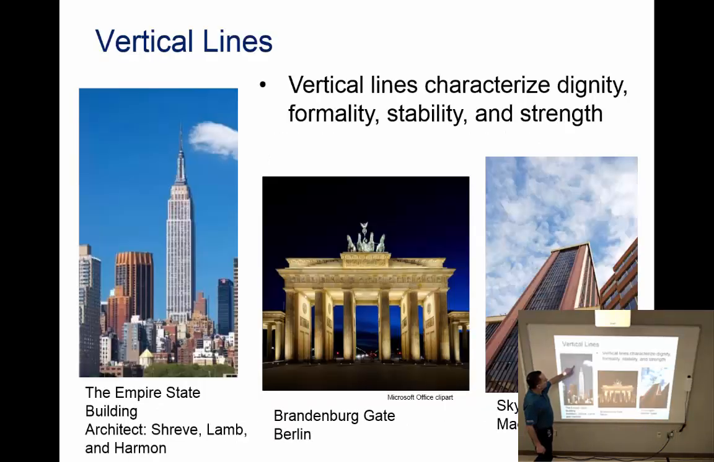Starting with vertical then. A vertical line is characterized by dignity, formality, stability, and strength. And if I look at these examples in images, like the Empire State Building, if I were to describe the types of lines that were used in the design of this building, I would say probably vertical lines. It's the first one that stands out to me. Same with the skyscraper in the last example.